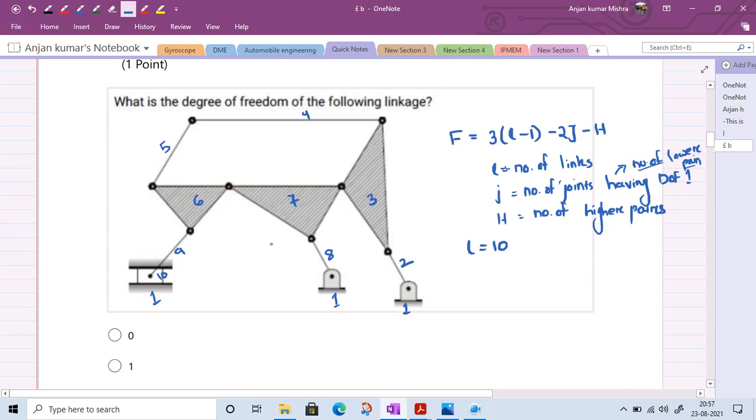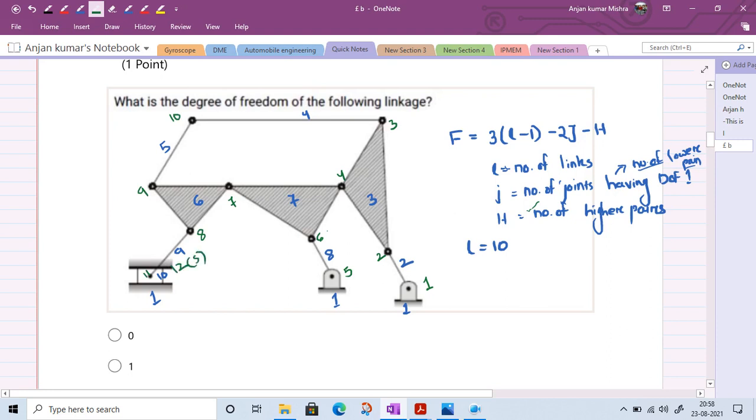Now we have to find out the number of lower pairs and higher pairs. So what are the number of lower pairs and higher pairs? Simply, this is 1, this is 2, this is 3, this is 4, this is 5, this is 6, this is 7, 8, 9, 10, here 11, that is the revolute pair, and 12 is for the sliding pair.